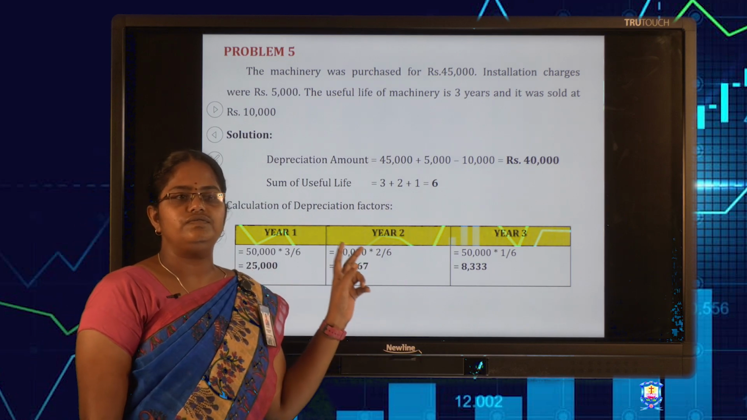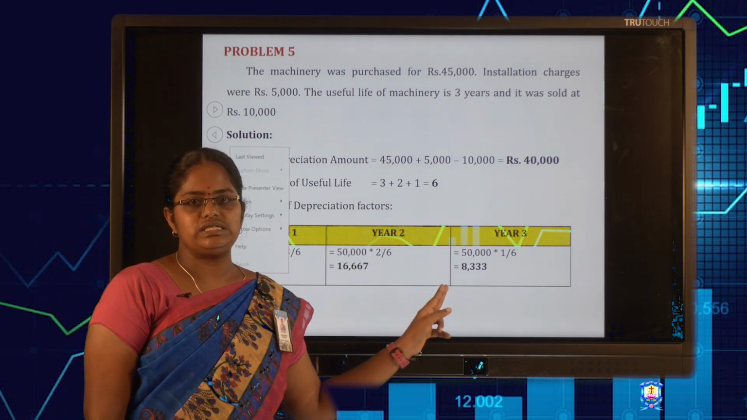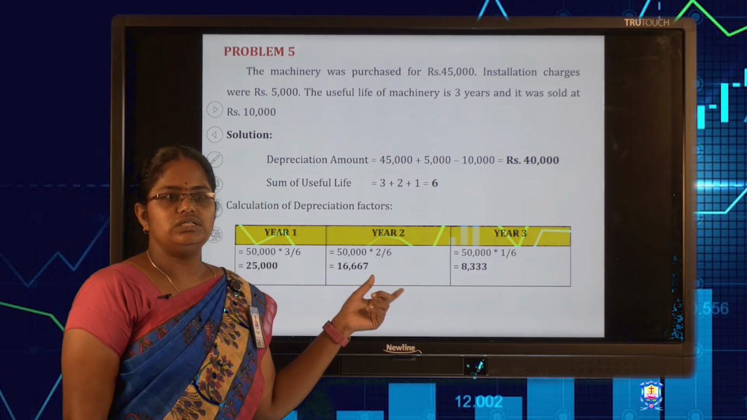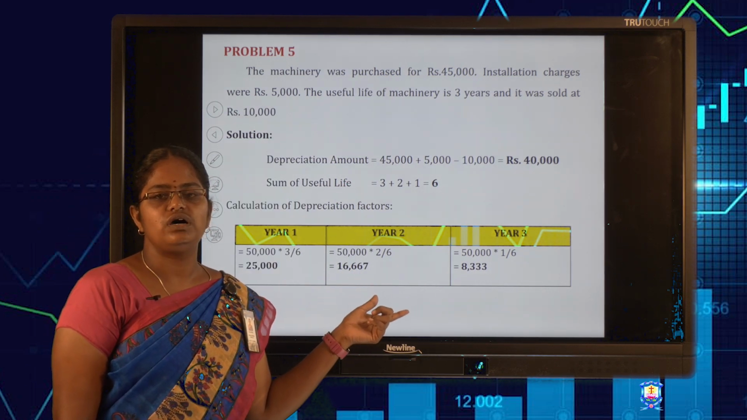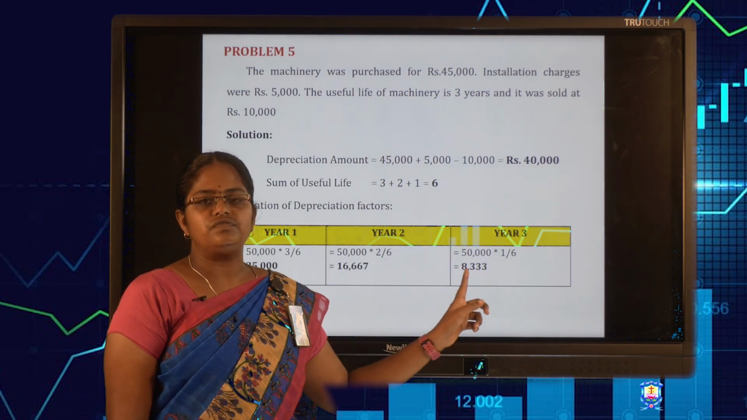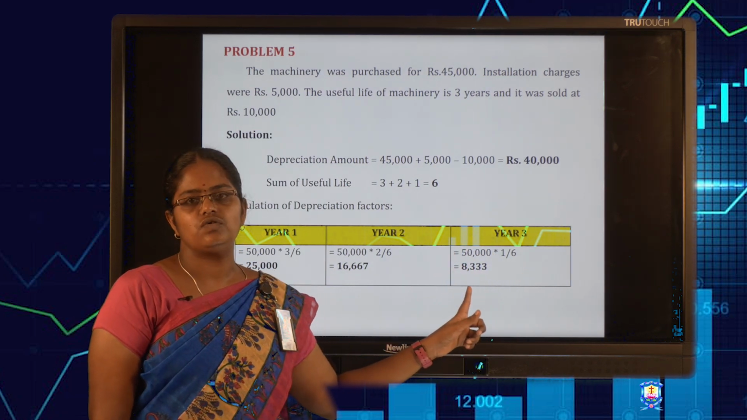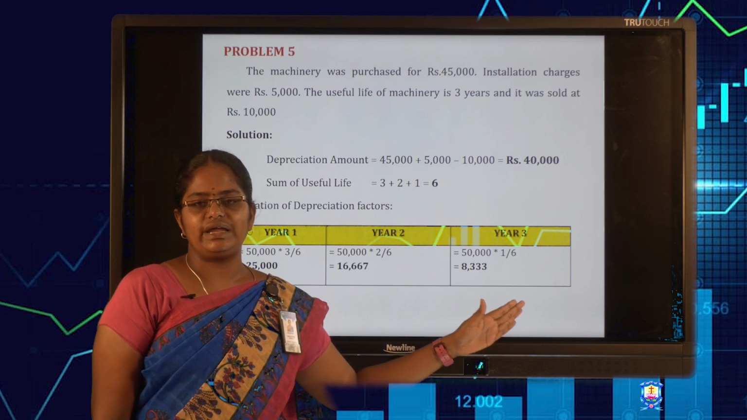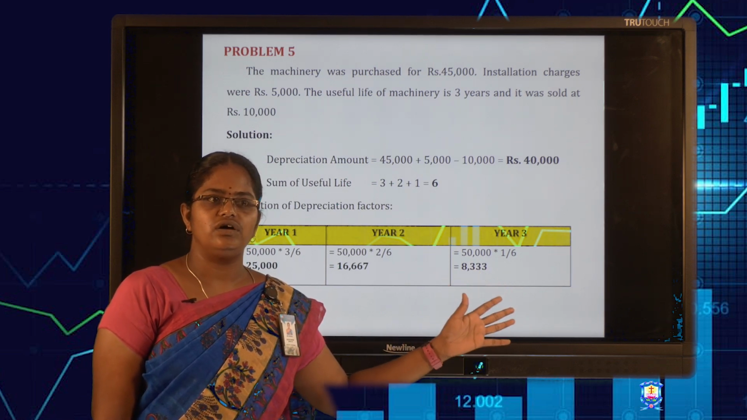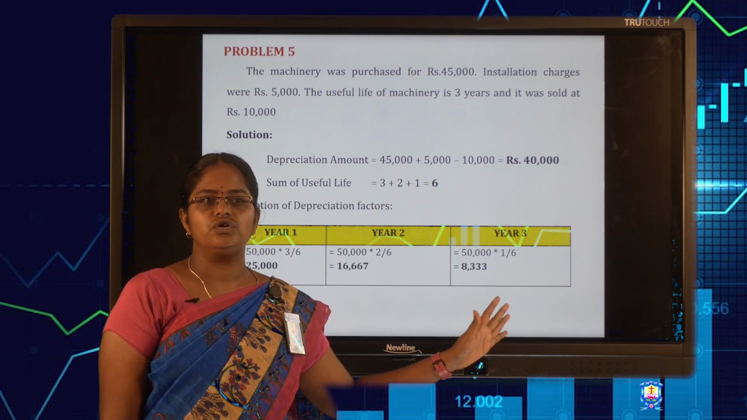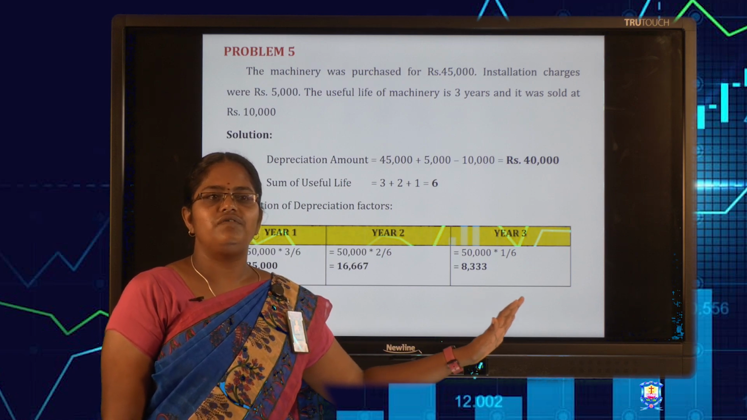For second year, 50,000 into 2 by 6 is considered as 16,667. This is the depreciation charge for second year. For third year, 50,000 into 1 by 6 is equal to 8,333. At the end of the third year, there is no value for machinery. So, we have to close the account in the final year.